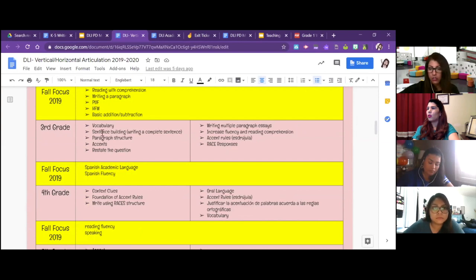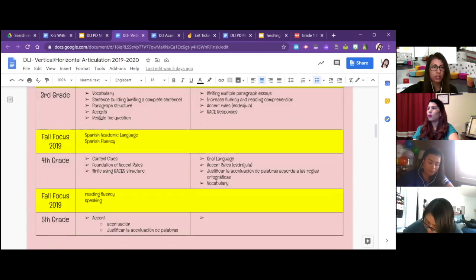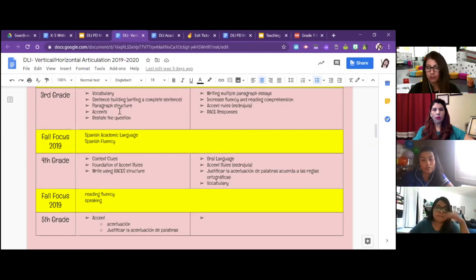So we have Sochi. I'm going to go straight to third grade for Sochi here. These are what Marcos and Michelle had come to the agreement of, as far as what they expect their students to come in third grade already knowing or having a good idea for these skills in Spanish: vocabulary, sentence building, being able to write a complete sentence in Spanish, being able to know what the paragraph structure is for when writing in Spanish, being familiar with accent rules, and also restating the question, which we know is very important for CAASPP as well when they're responding.